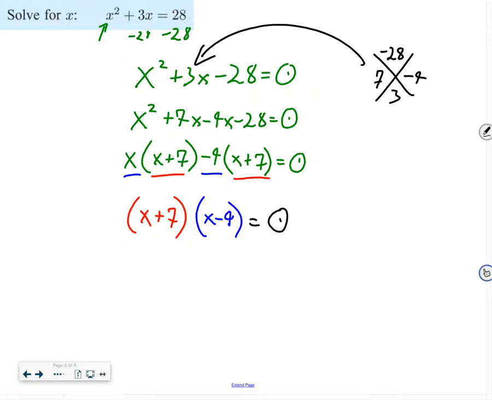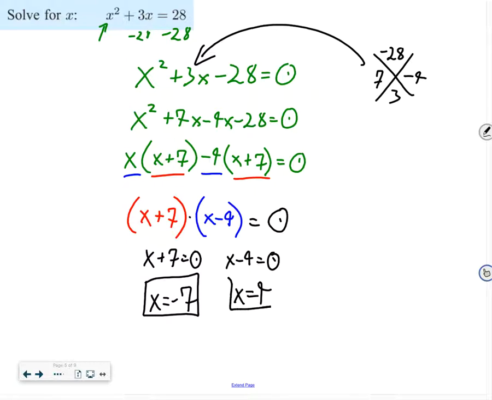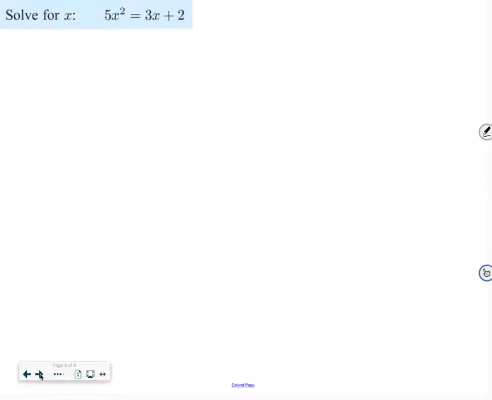Okay, so now that I have my two factors equal to 0, either x plus 7 has to be equal to 0, and I see that is when x is equal to negative 7, or I have x minus 4 equal to 0, and that happens when x is equal to 4. So I have my two solutions here of that quadratic. Next example. Okay, so again, this is of the type where we have an a value other than 1.